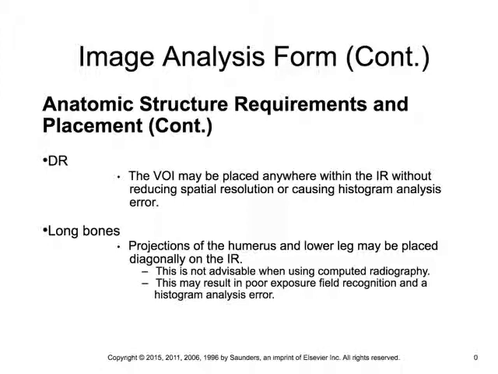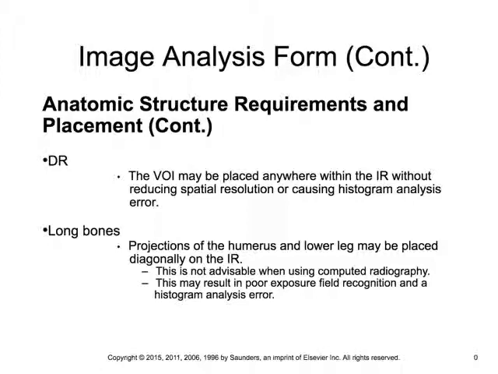So, when we're working with a DR system, a volume of interest can be placed anywhere within the image receptor without reducing spatial resolution or causing histogram analysis error. What the heck is that talking about? What it's saying is, if I told my Fuji CR reader that I just took a hand x-ray, but it's off-center, nevertheless, the hand is somewhere on the CR plate.